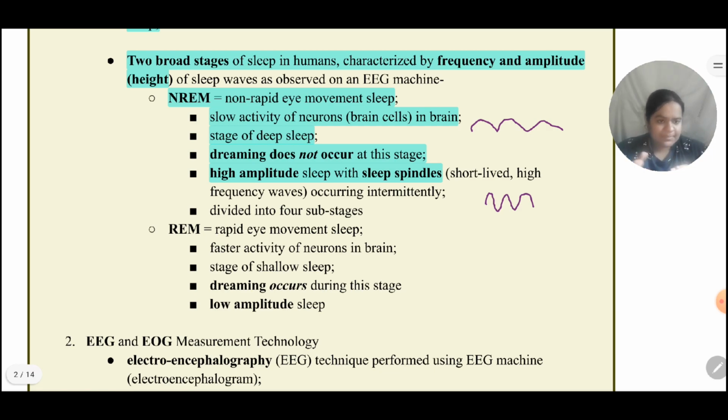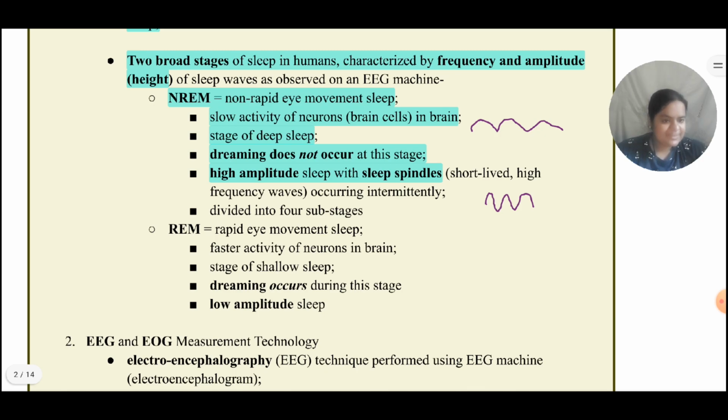Okay, my diagrams, my drawings are just there to help you visualize a point in your mind. Please don't take them seriously. Please look at proper diagrams in the textbook. Whichever textbook you're referring to, definitely there'll be an EEG diagram. So please look at those to understand properly the NREM and REM stages of sleep.